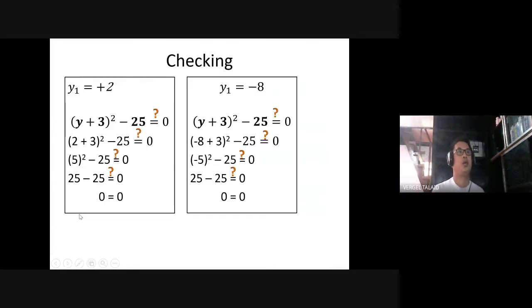So to check whether our answer is correct, we have the original equation, the square of y plus 3 minus 25 is equal to 0. Substitute y by 2. 2 plus 3 is 5. Getting the square of 5 is 25. Minus 25 is equal to 0 is equal to 0. Now, if we have our negative 8, negative 8 plus 3 is negative 5. Get the square of negative 5, still that is 25. Minus 25 is equal to 0. So therefore, the roots of the equation are 2 and negative 8.